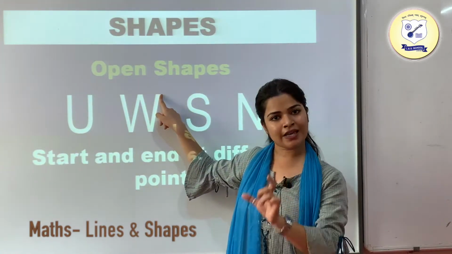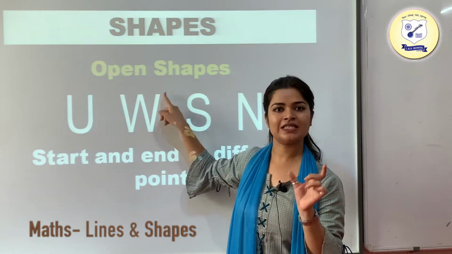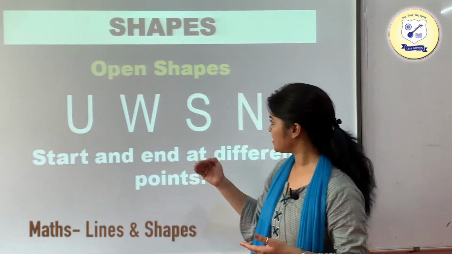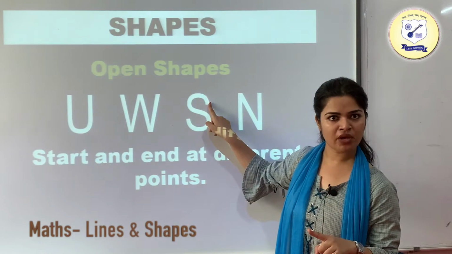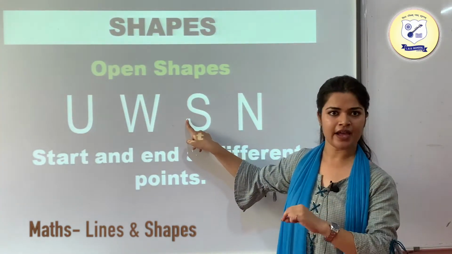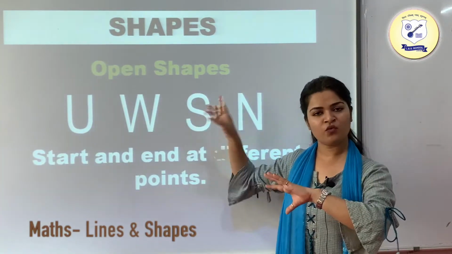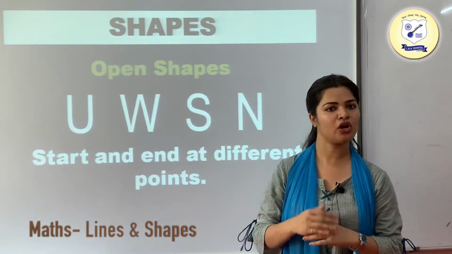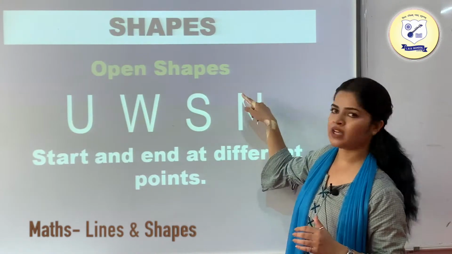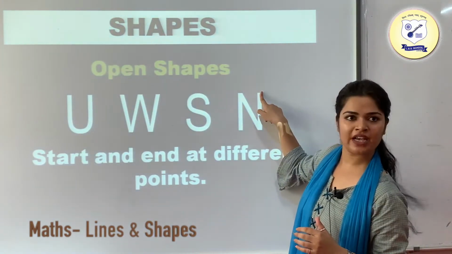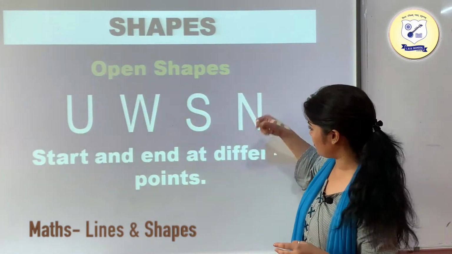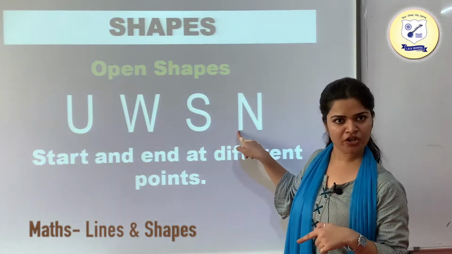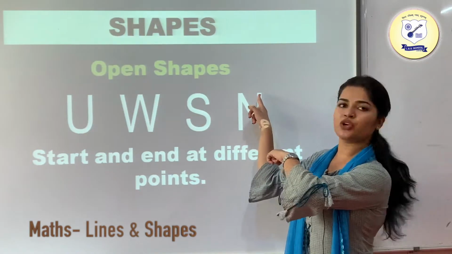So this is again an open shape, since it has a different starting point and a different end point. Similarly, we have started drawing S from here and ended it at this point. Again, we have two different points, the initial point and the ending point, so this is an open shape. Similarly for the N, this is your starting point and this is your ending point. Whenever you write N, we just do this, so this is the initial point and this is the ending point.